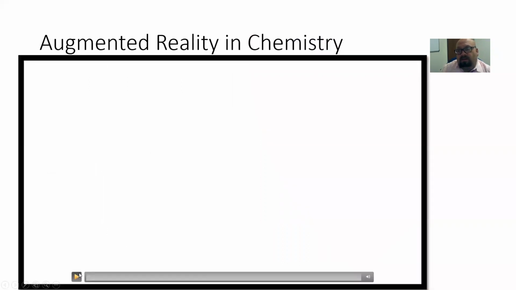This right here is an example of a video using augmented reality and chemistry.